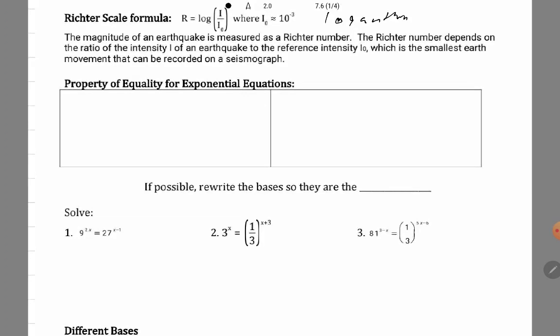Property of equality for exponential equations. I could have sworn I just did this. Did I do this? Oh, exponential. Before it was log. This one is if x equals y, then b to the x equals b to the y. And b must be positive.